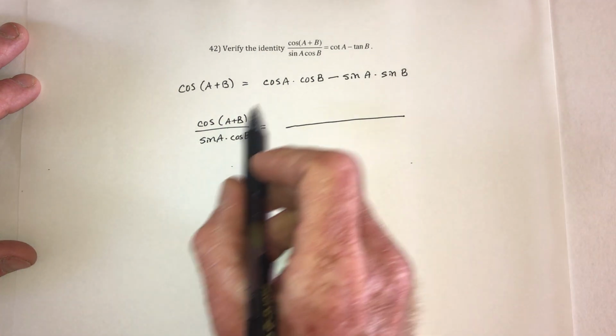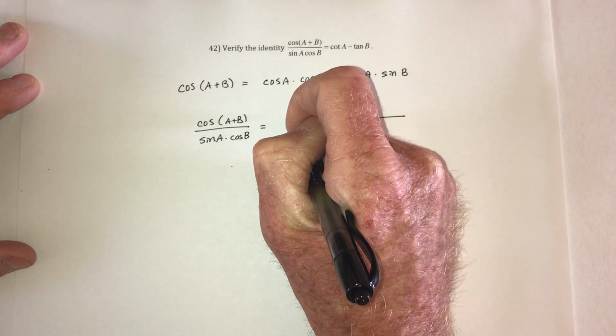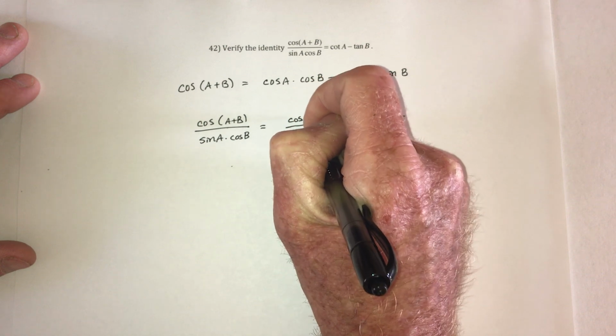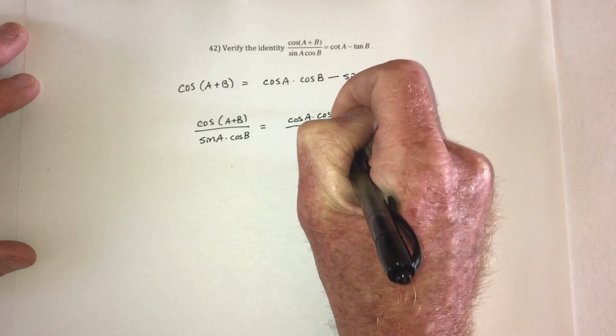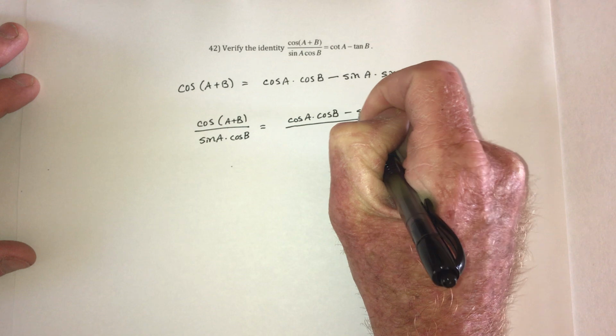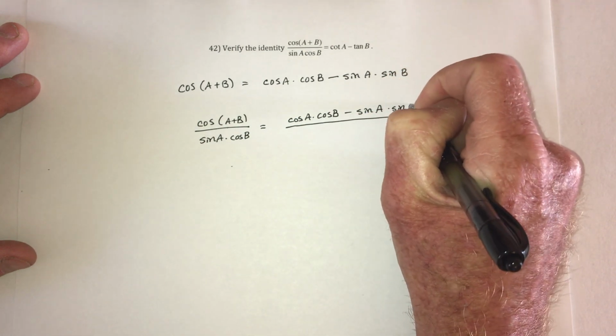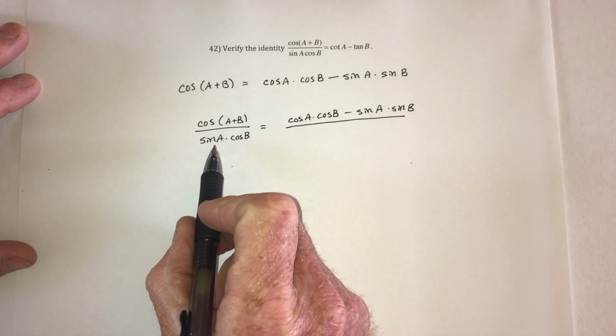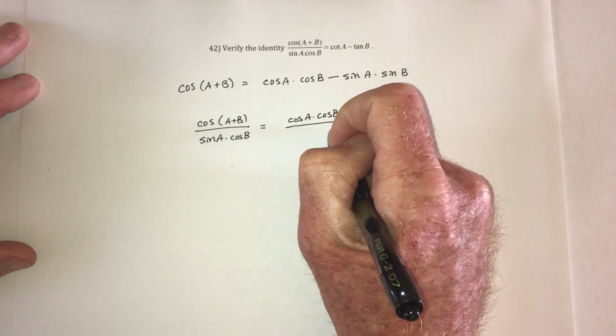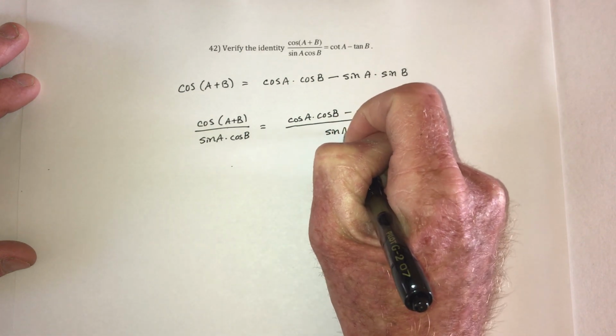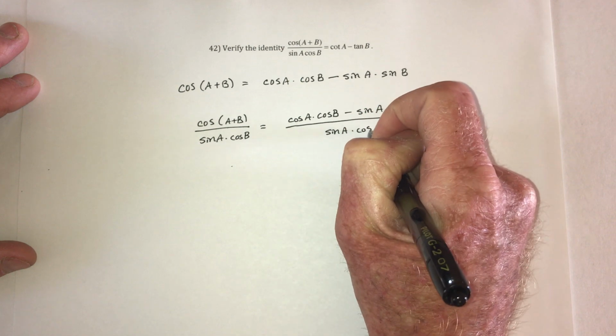Okay, so on the top, I'm just going to use this formula right here. Cosine of A, cosine of B, minus sine of A, sine of B. And for the bottom, just copy down this part. Sine of A, cosine of B.